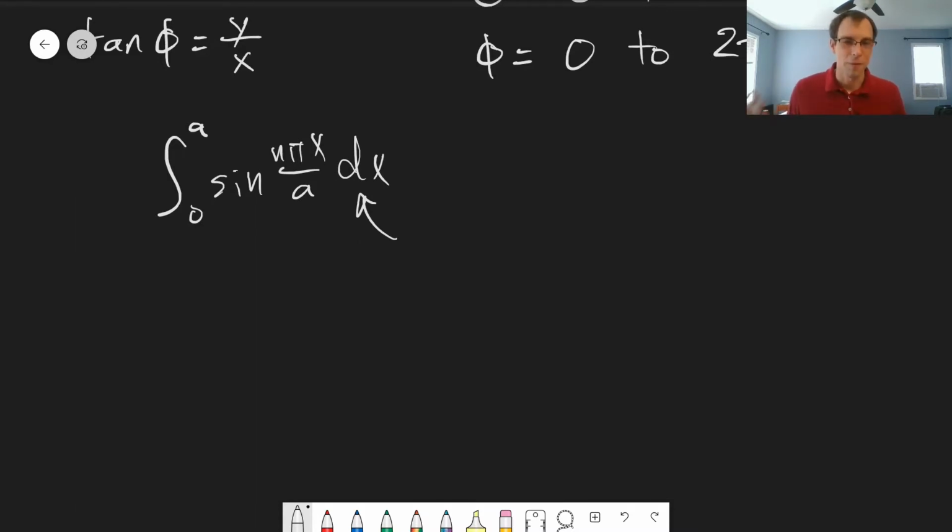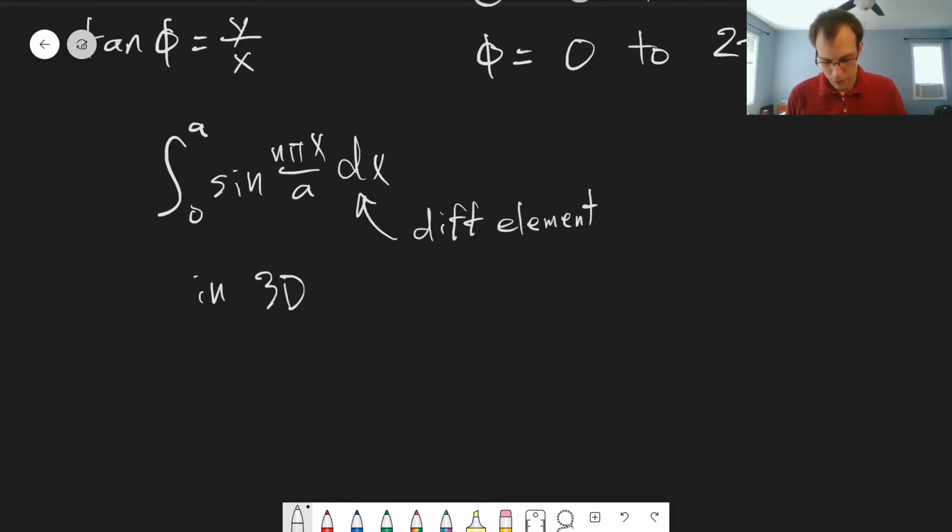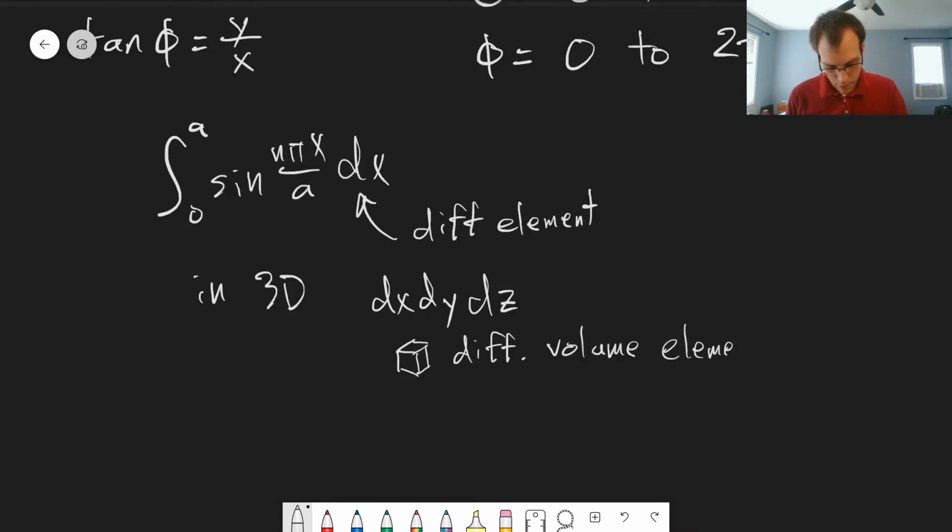And this may seem like a formality, but for example, in 3 dimensions, if we do this in Cartesian coordinates, our differential element becomes now a differential volume element, dx, dy, dz. You can kind of think of this as a little cube. So this is now a differential volume element. Okay. For spherical coordinates, this differential volume element isn't simply just dr, d theta, d phi.